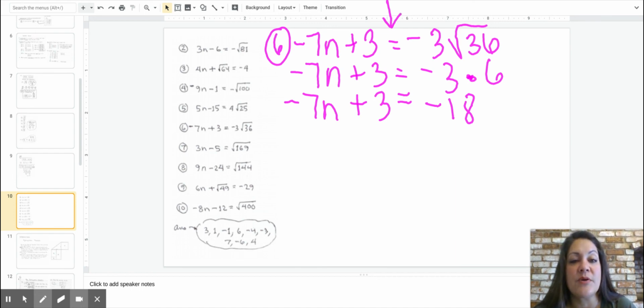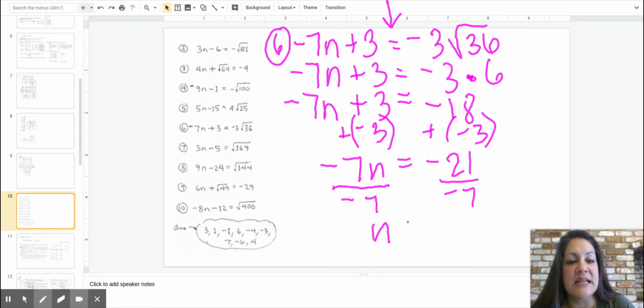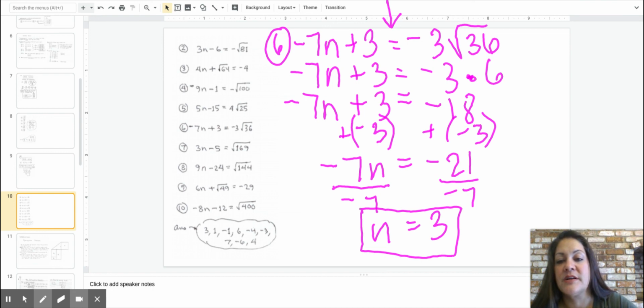All right, so now we're going to solve for n. So I'm going to add a negative 3 to each side, which gives us negative 7n equals negative 21. Divide each side by negative 7. Negative divided by a negative is a positive, which gives me n equals 3. Okay, there's our answer here.